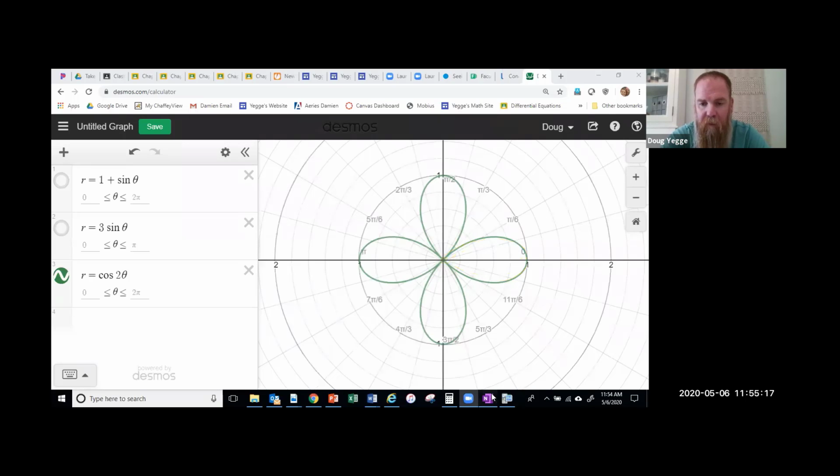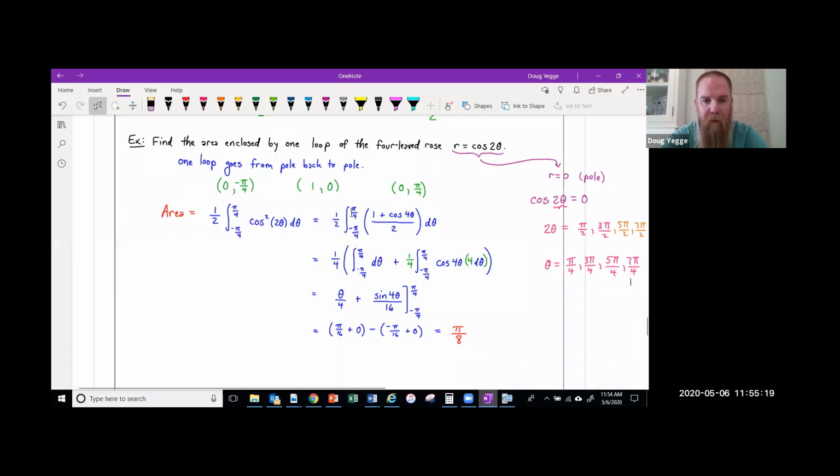What we're going to do on this problem is integrate from negative pi over 4 to pi over 4. So that's going to give the right pedal. If you went from pi over 4 to 3 pi over 4, you'd get the same answer.